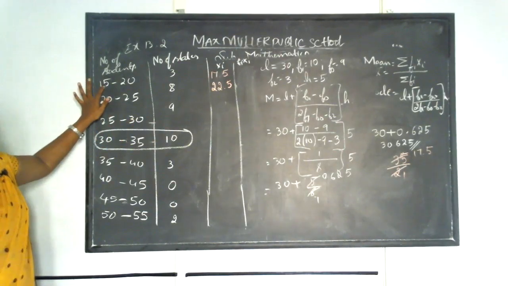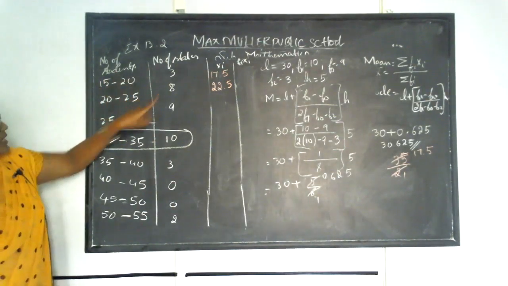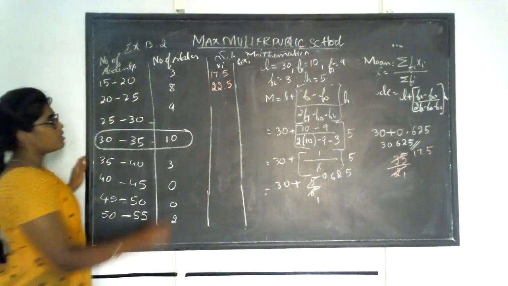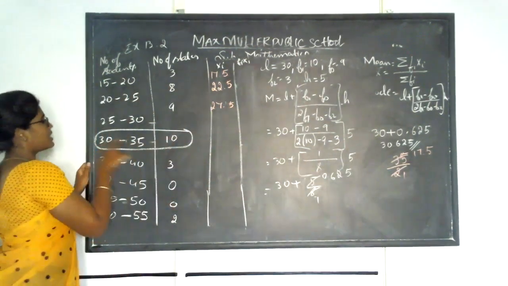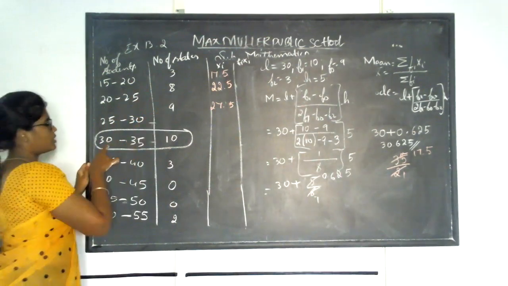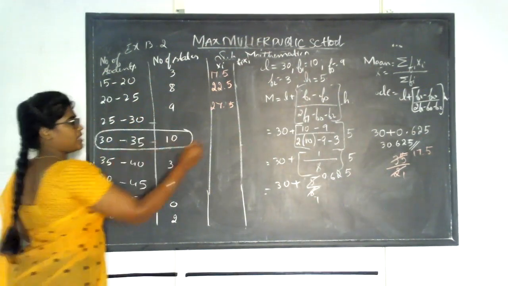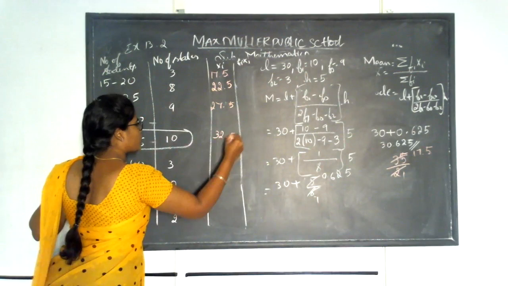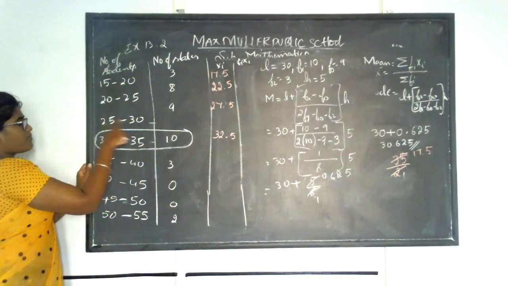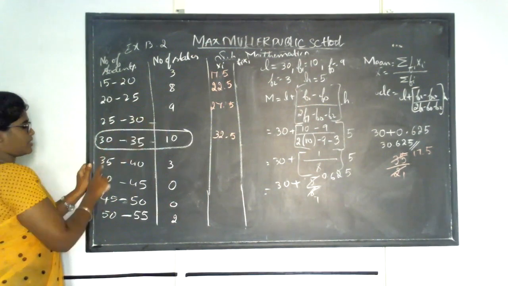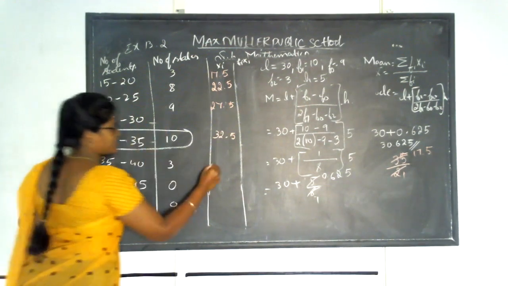Next, between 25 to 30, just like 15 to 20 gave 17.5, 25 to 30 also gives 7.5 only, so it is 27.5. Then 30 to 35 is 32.5. You need to think, all the students. 35 to 40 will be 37.5. Very good.